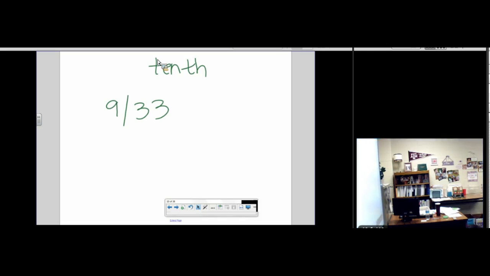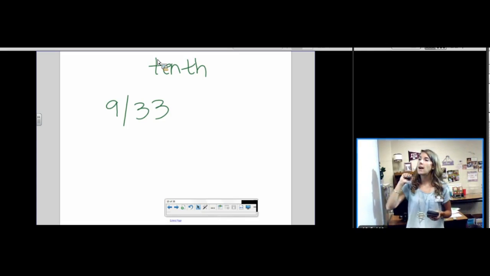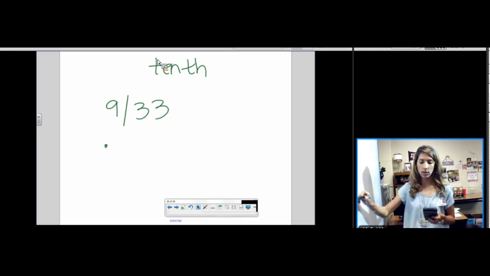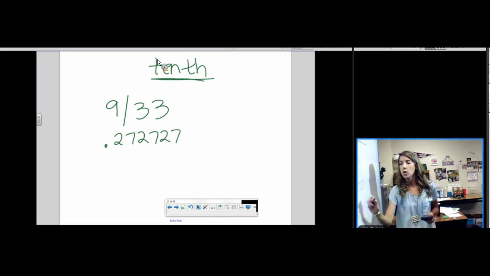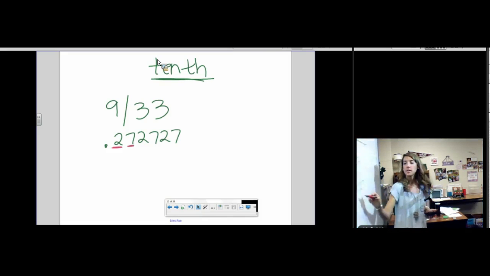That one's already rounded. Sorry, guys. Let me make a worse one. So when you do 9 divided by 33, you get 0.272727. What is that rounded to the nearest tenth? Do y'all know what the places are called? What's this place called? Tenths. What's this place called? Hundredths. What's this place called? Thousandths. So tenths, hundredths, thousandths. So I want to round it to this place.